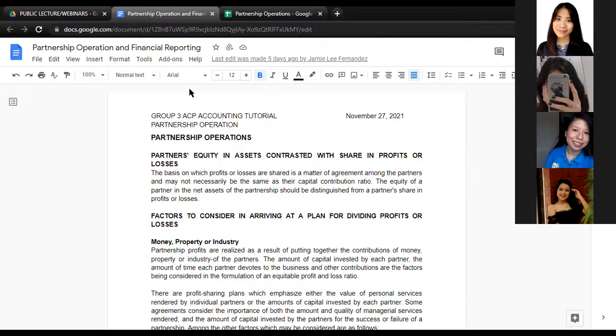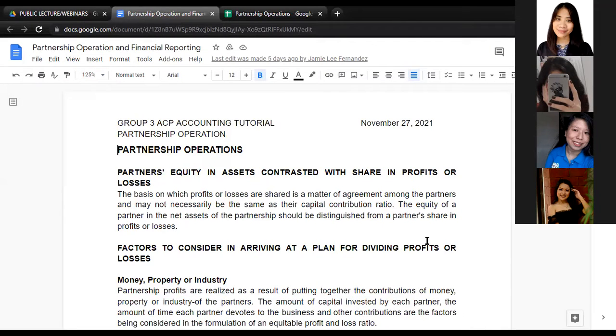The equity of a partner in the net asset of the partnership should be distinguished from a partner's share in profit or losses. So, hindi naka-base sa capital contribution yung tinatawag nating pagbabahagi ng kita o ng pagkalugi ng kumpanya. Yung basis on profit or losses, nasa pag-uusap yon. Hindi porket ganito yung amount na kinontribute mo sa partnership ay dapat ganun din kalaki. So, magkaibang usapan po yun.